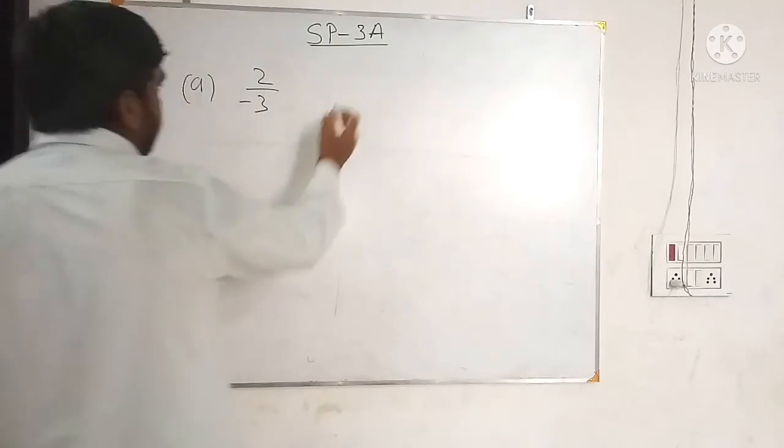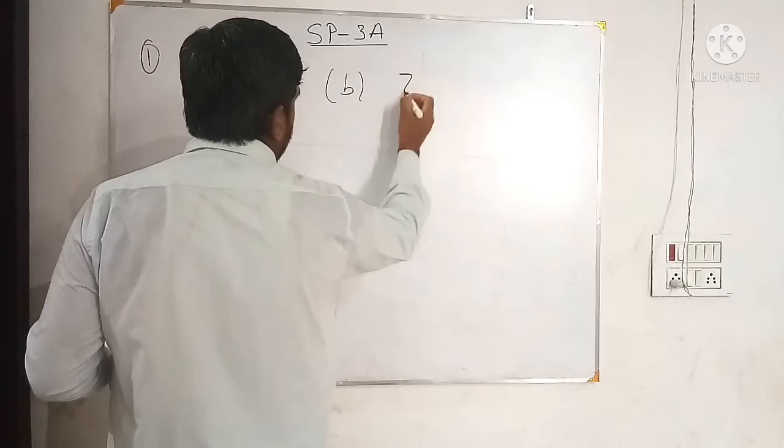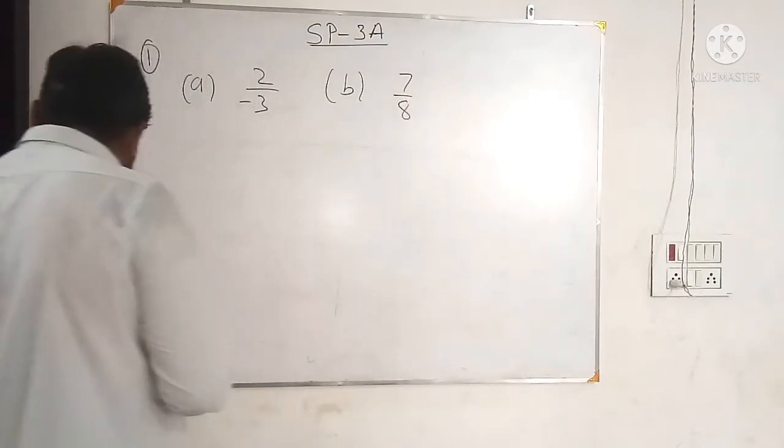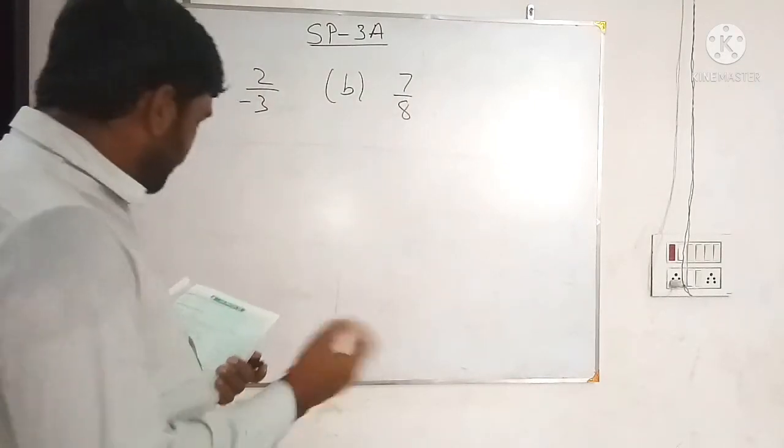B, 7 by 8, is also a rational number. So here it is asked which of the following are not rational numbers.